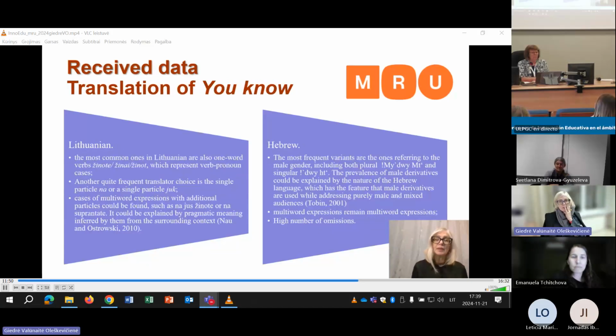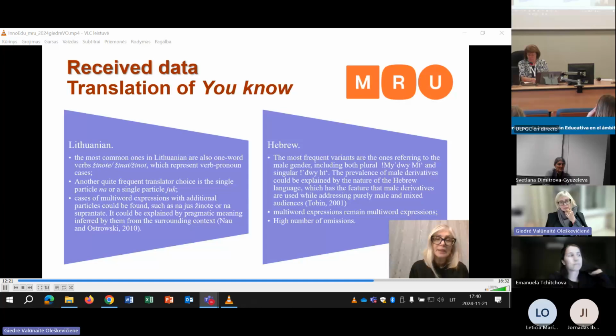Another example is you know. In Lithuanian, the most common ones are also one-word verbs like žinote, žinai, žinot, which represent again verb and pronoun cases. Another quite frequent translator choice is the single particle na or the single particle juk. So we see that the multi-word discourse marker is translated just into a particle.